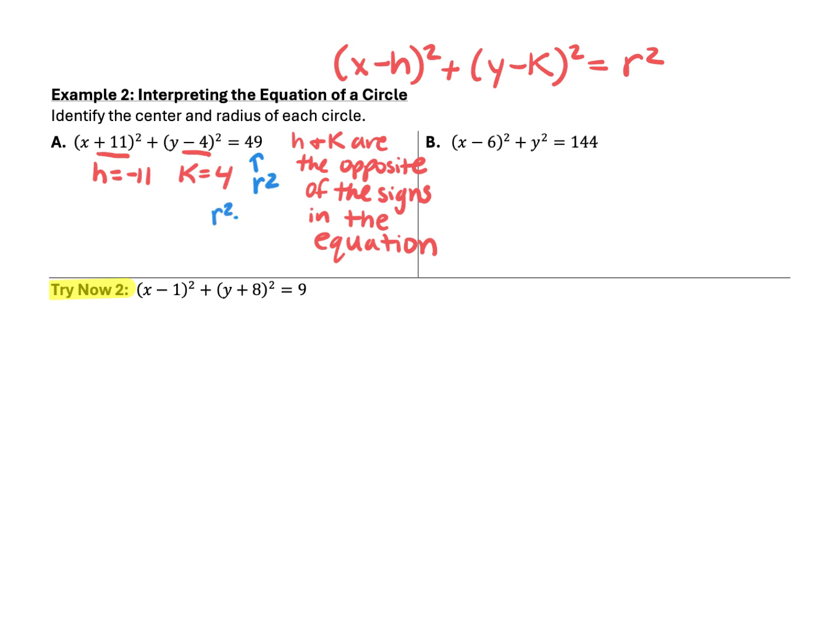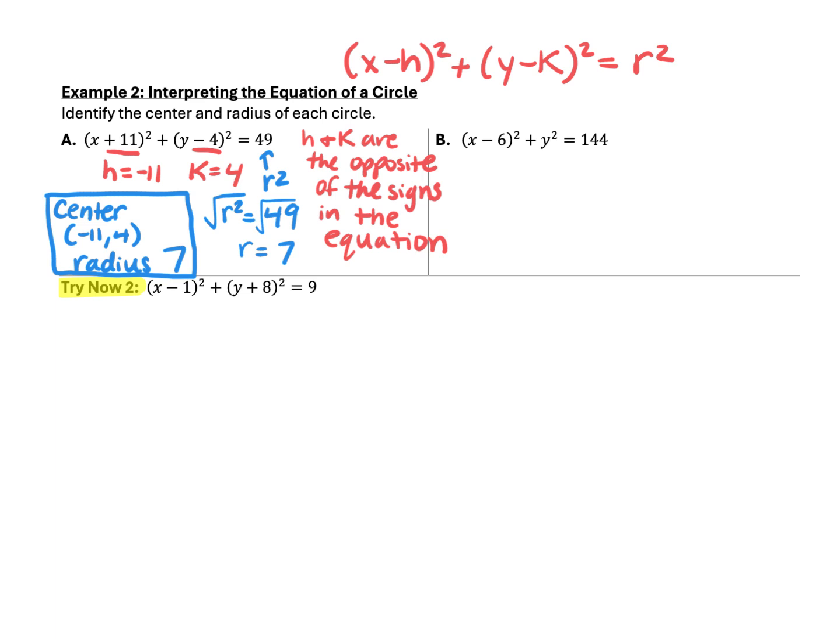So we have to do a little bit of algebra here. r squared equals 49. We can square root that to get r equals 7. And now we have everything we need. The center is (-11, 4) and the radius is 7.